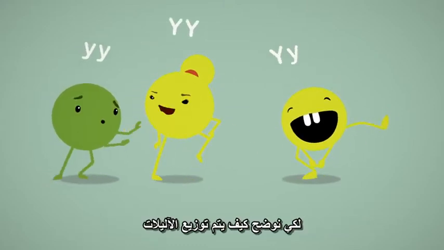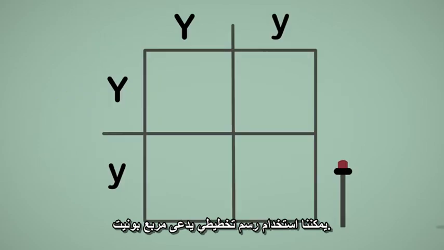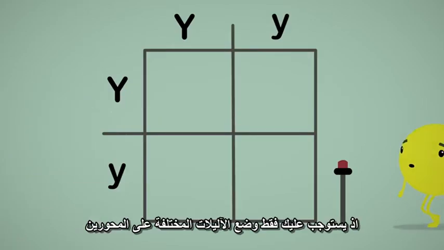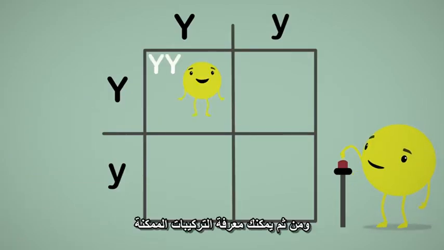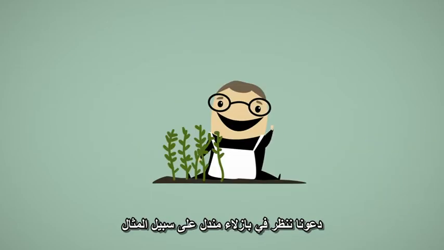To clearly visualize how alleles are distributed amongst descendants, we can use a diagram called the Punnett square. You just place the different alleles on both axes, and then you figure out the possible combinations. Let's look at Mendel's peas, for example.